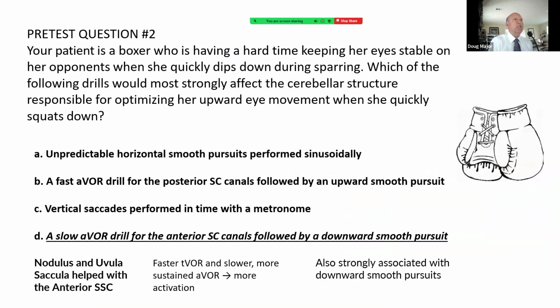Second question had to do with the boxer going up and down. So we think of up and down now. I think you have a pretty good idea. That's the saccule. And so we're thinking about the otolith system. And what does the otolith system do? A slow VOR drill. Remember, slow would not activate the others. And with the anterior canal with a downward smooth pursuit. So a slow drill in that anterior direction. So if I need to work going up, that's the same as my head going down, right? That's what's happening. And then just a downward pursuit on top of that.